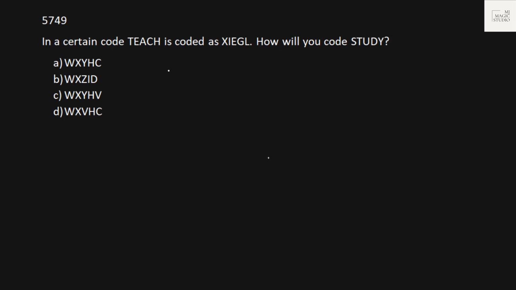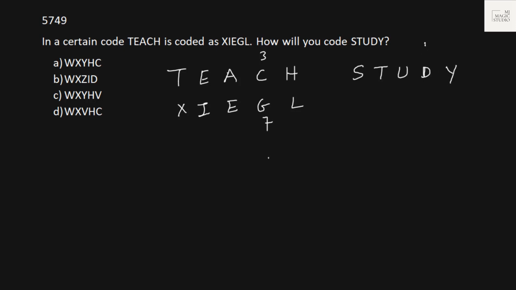So on to the next one. In a certain code, TEACH is XIEGL. C is 3, G is 7. Here we are getting plus 4. STUDY: if I make it 8, 8th one is H. Second last should be H. Okay, in 3 options, second last is H.